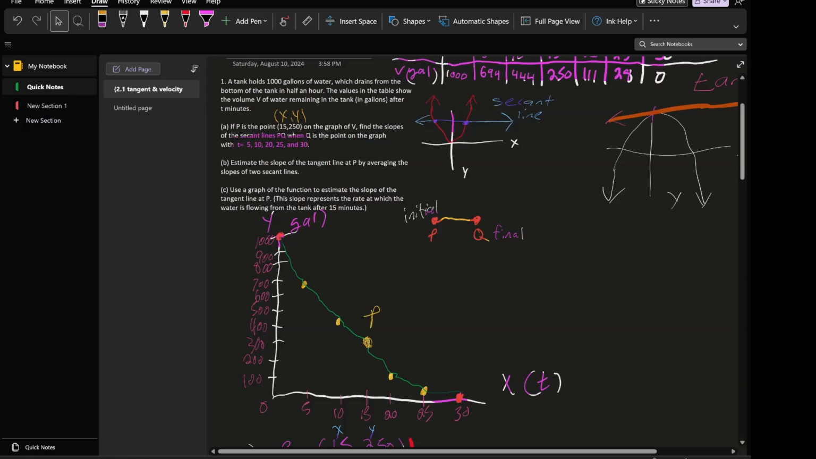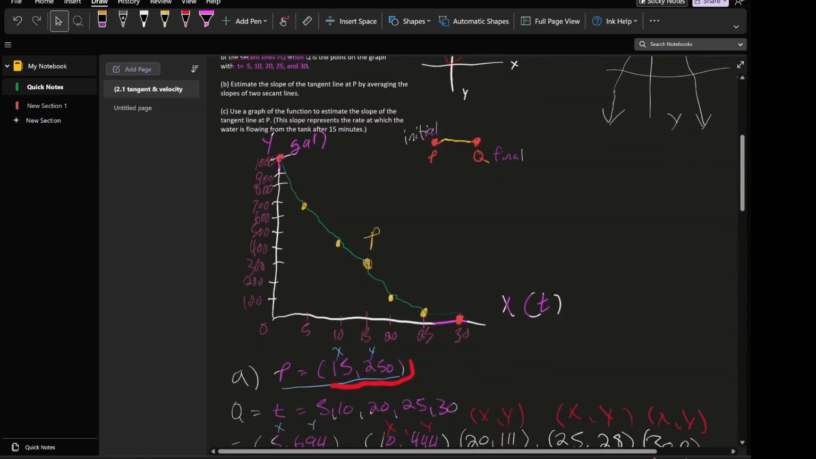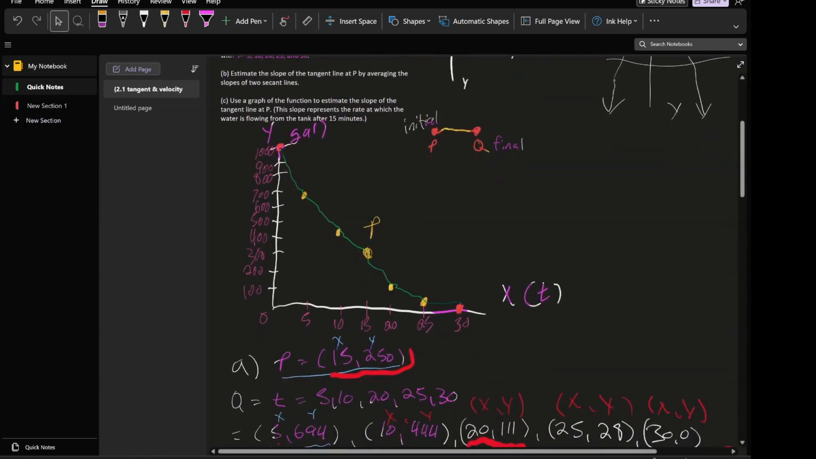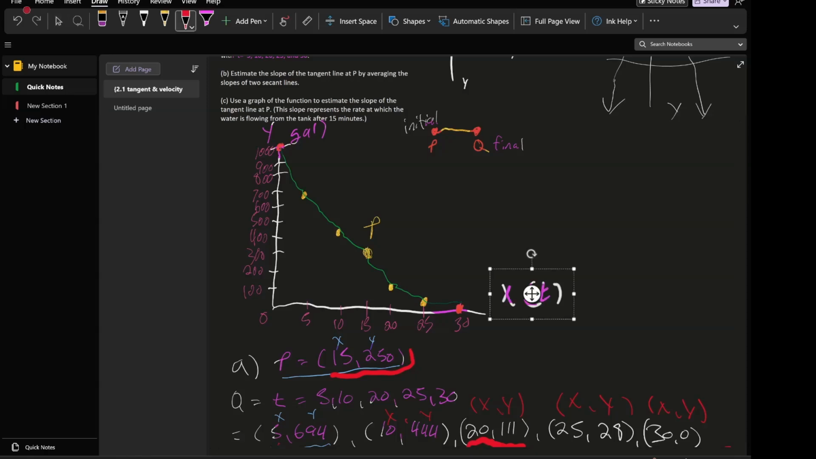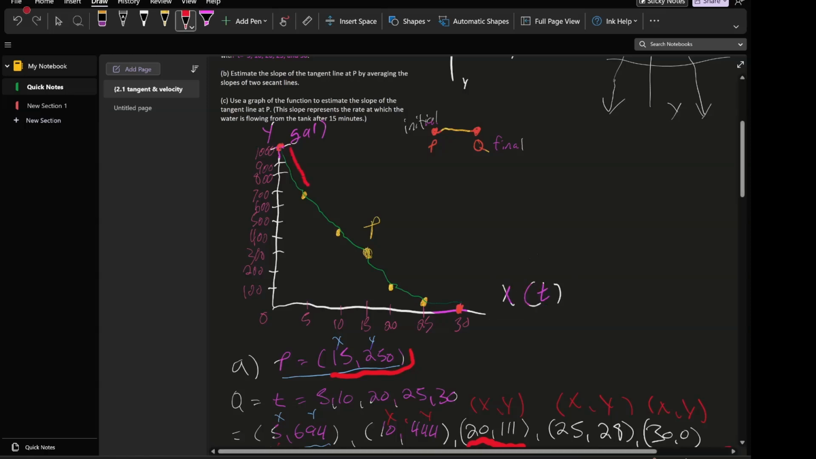Part B is asking you to estimate the slope of the tangent line at point P by averaging the slope of two secant lines. And while you can get some pretty close answers still from using any of these secant lines, like this one or this one, the slope of the graph is changing, decreasing over time, but it's asking about estimating the tangent line at this point P right here.